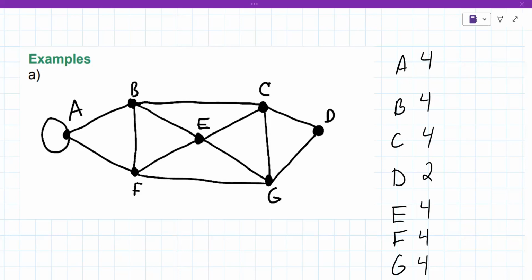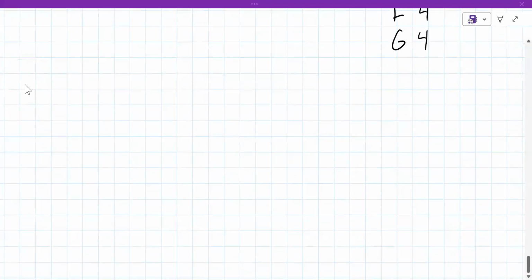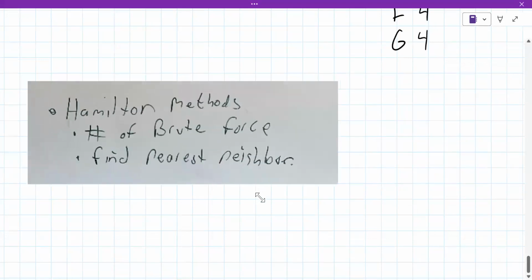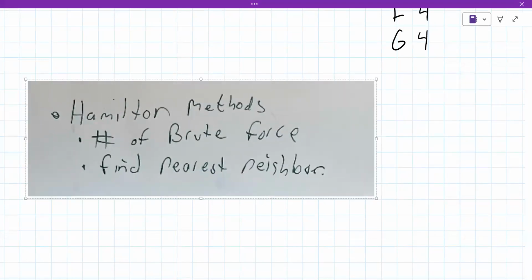Hamilton methods, brute force, nearest neighbor. I don't know, that seems new. I don't know if we did any of that before, but any idea what this is referring to? Yeah, there was a worksheet that we did on it. Any chance you can send it over real quick?